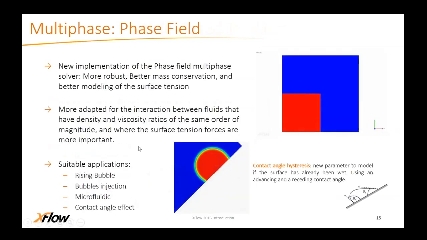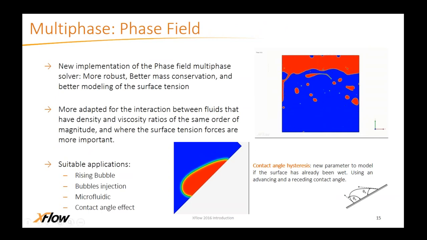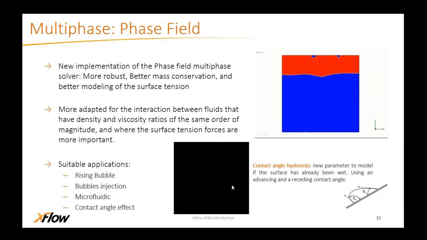We also have an improvement of the phase field solver that we made more robust. We ensured better mass conservation, and we improved the surface tension model also. And now it operates in a better way. This is a model that is really dedicated to high surface tension effects, when you have relatively moderate viscosity and density ratios. So you can do a lot of different things like bubble rise or microfluidics, also with the hysteresis effect that you can see in this video, which is basically imposing two angles, one advancing and one receding. So this is also a new feature.